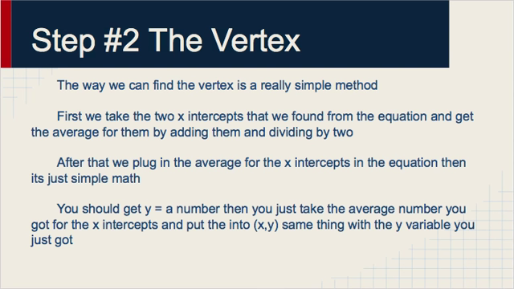Step 2. The vertex. The way we can find the vertex is a really simple method. First, we take the two x-intercepts that we found from the equation and get the average of them by adding and dividing by 2. After that, we plug the average of the x-intercepts into the equation, then it's just simple math. You should get y equals a number, then you just take the average number you got for the x-intercepts and put it into a coordinate. Same thing with the y variable you just got.